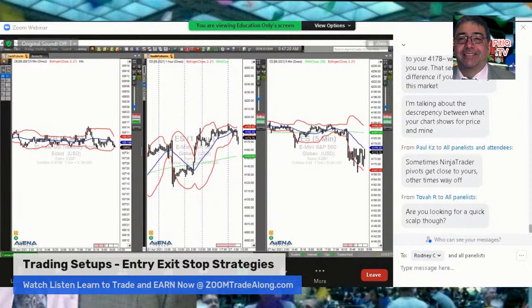So again, everything's dependent on the price action. Sometimes the Ninja Trader pivots get close to yours, and other times way off. Yeah, well, obviously it shows you that I don't use Ninja to come up with our pivots. That's the only statement that says.